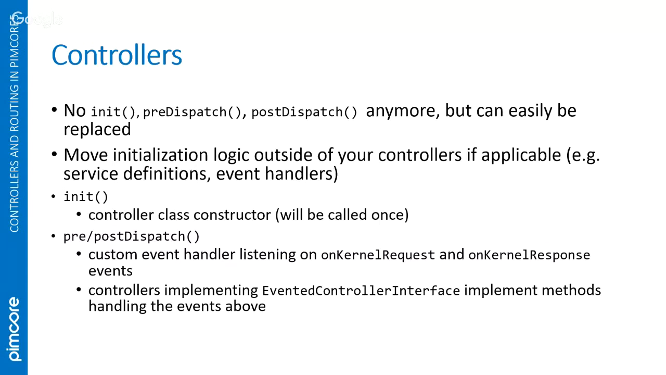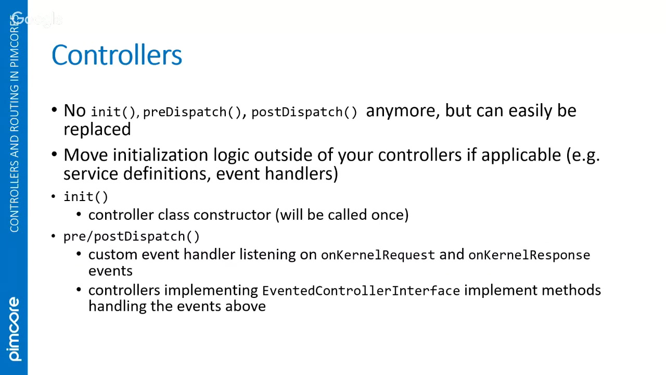For example, if you build some kind of database structure, or you need to fetch some data, you can move this out of the controller. Or you just use the class constructor for the init, which is called once when the controller is built, or something like that. So you don't have to define a standard init method, but you can just build classes as you know them and build them as you need them. For pre and post dispatch, there are the kernel request and kernel response events we saw earlier.